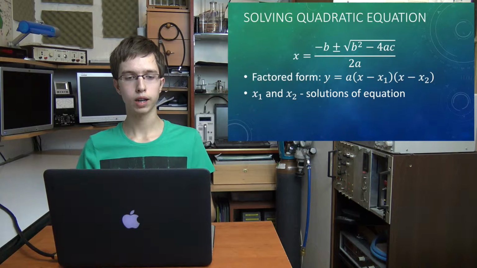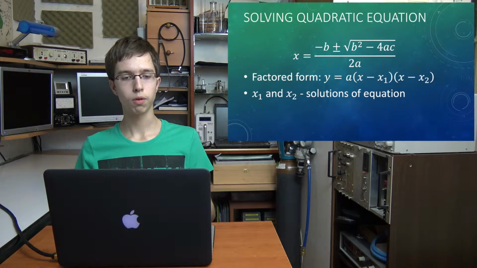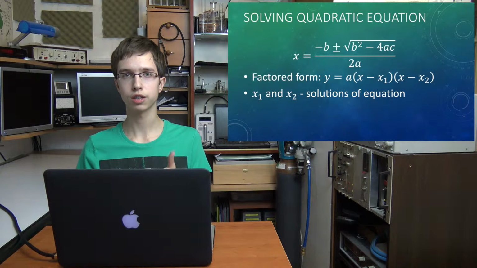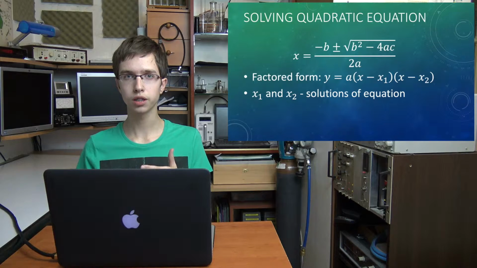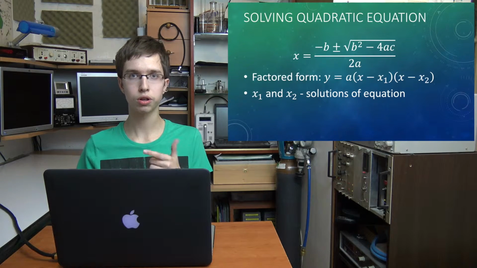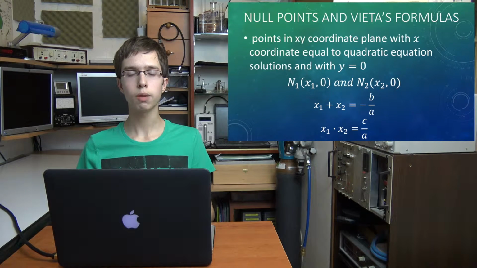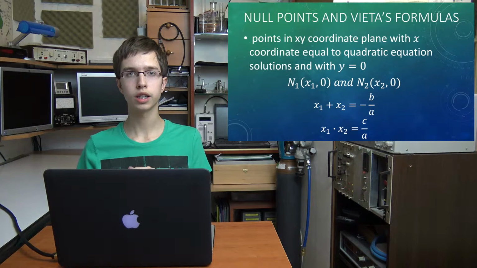Here we have a formula with which we solve quadratic equation. Factored form is a form of quadratic equation which includes this x1 and x2, which are solutions of quadratic equation and can be complex or real numbers. Null points are points in xy coordinate plane whose x coordinate is equal to solutions of quadratic equation and with y coordinate equal to 0.